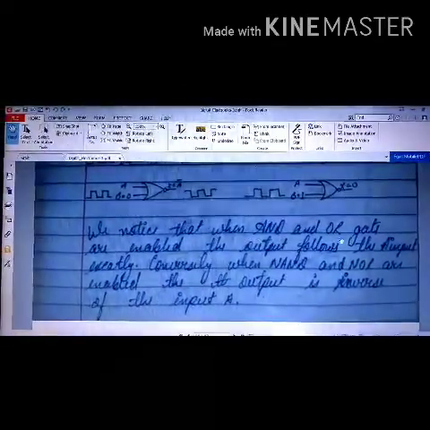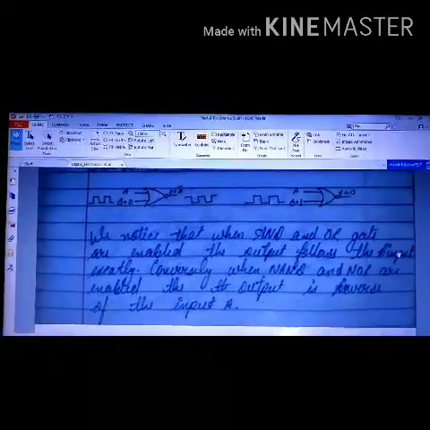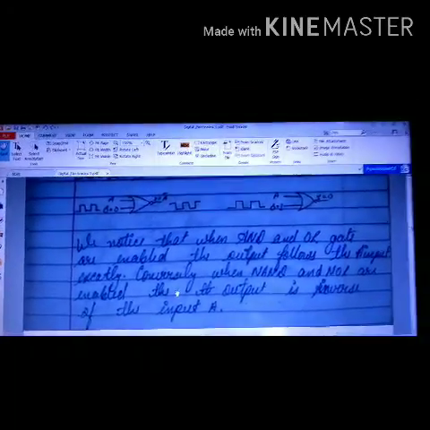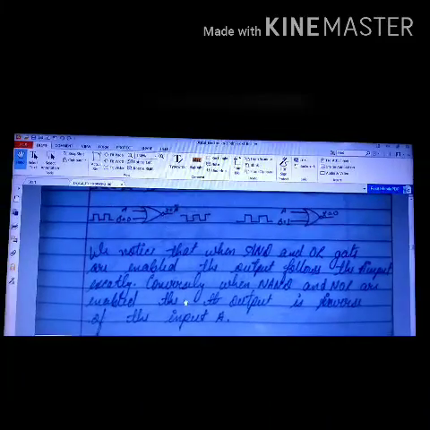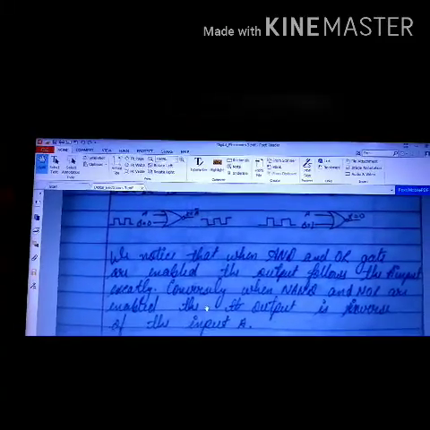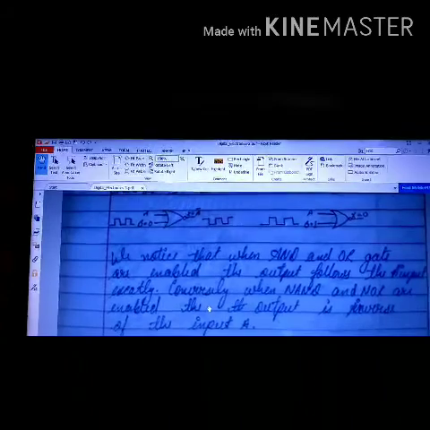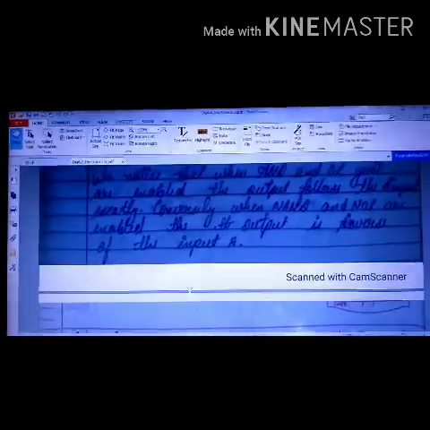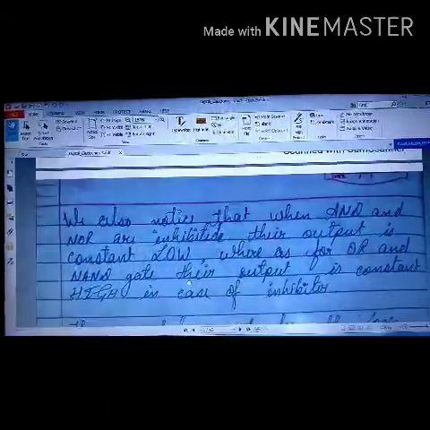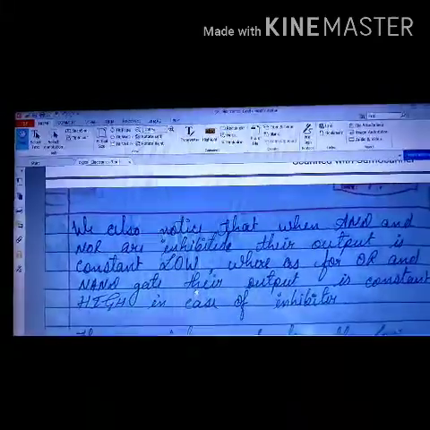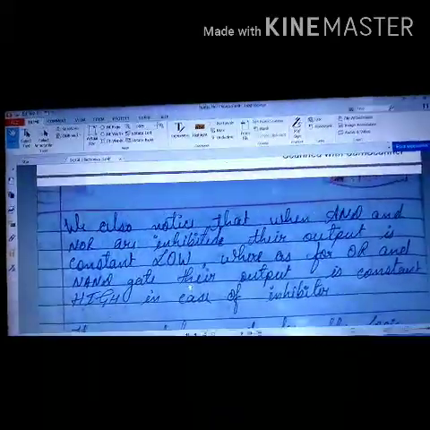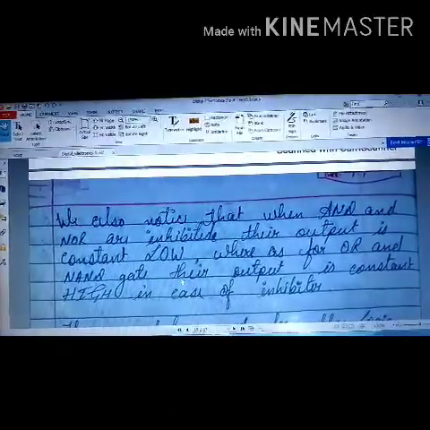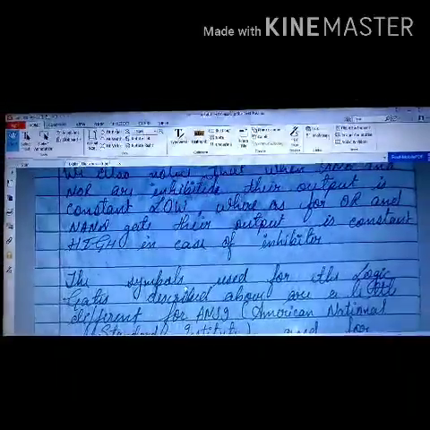We notice that when AND and OR gates are enabled, the output follows the A input exactly. Conversely, when NAND and NOR gates are enabled, the output is the inverse of the input A. So AND and OR can be used to pass A directly, whereas NAND and NOR are used to pass their complements. We also noticed that when AND and NOR gates are inhibited, their output is constantly low, whereas for OR and NAND gates, their output is constantly high in the case of inhibition.